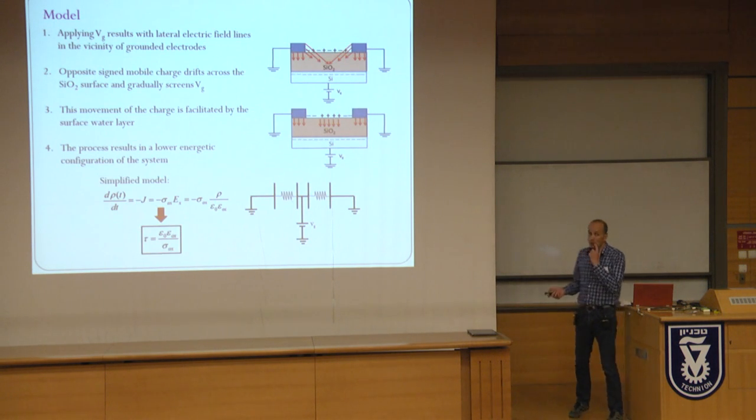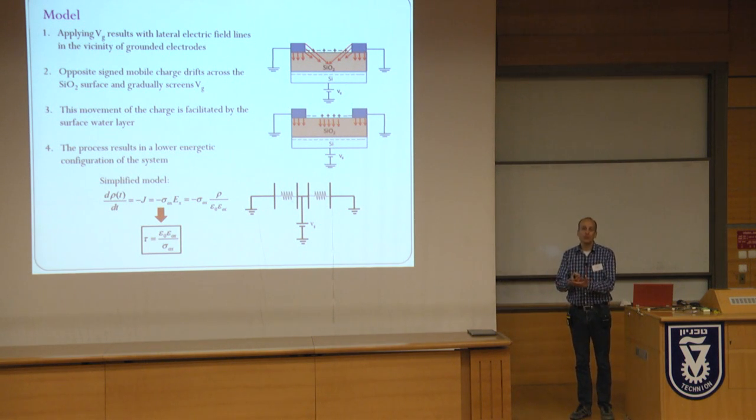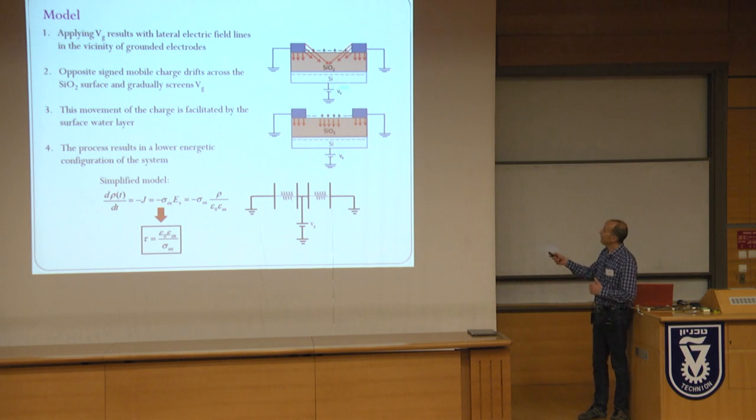So now we can go to the model. The model is very simple, and afterwards I will present a more detailed model. But the idea is the following. When you have your setup, which is very different from the usual pristine wafer, you have a gate electrode, and you have here 2 electrodes.